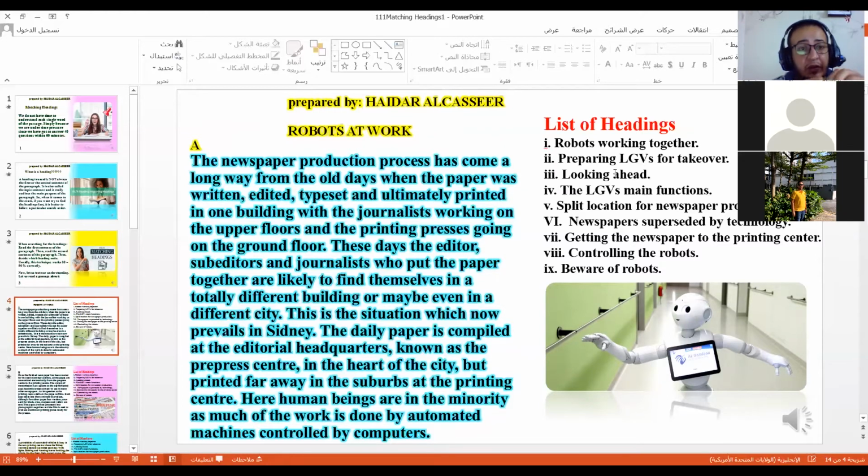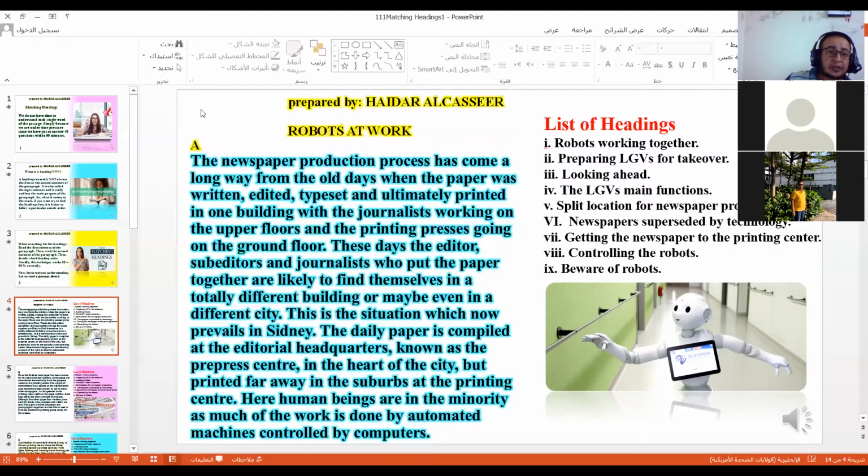Now let's apply the rule which we have taken. A: the newspaper production process has come a long way from the old days when the paper was written, edited, typeset, and ultimately printed in one building with the journalists working on the upper floors and the printing presses going on the ground floor. Let's reread it.